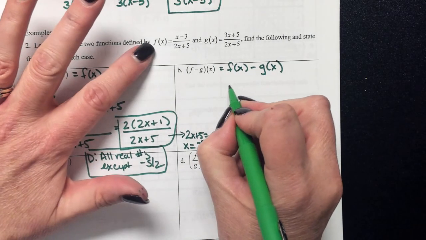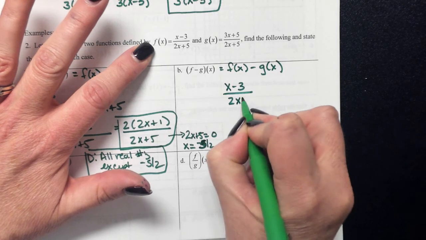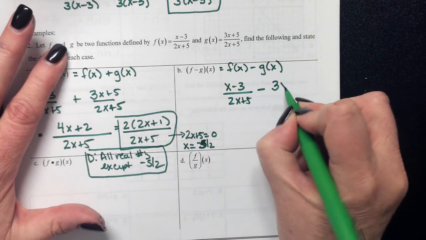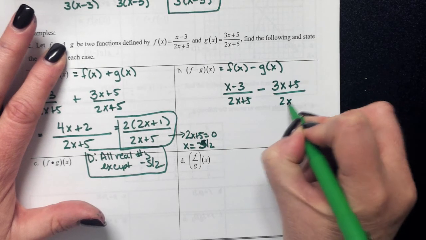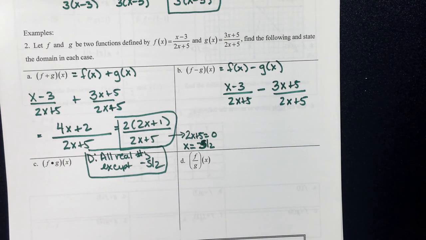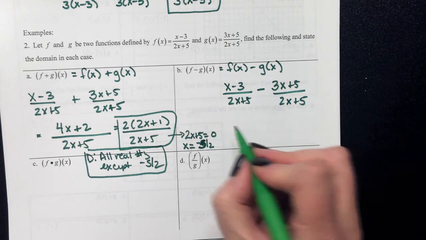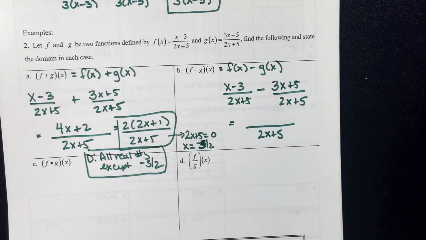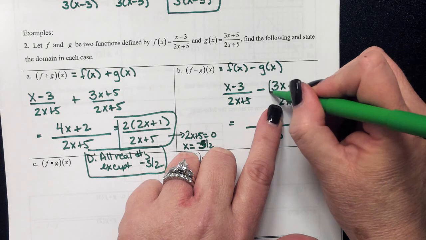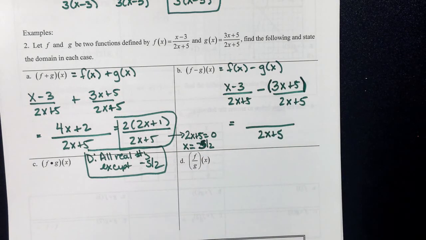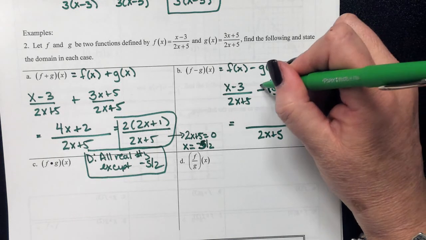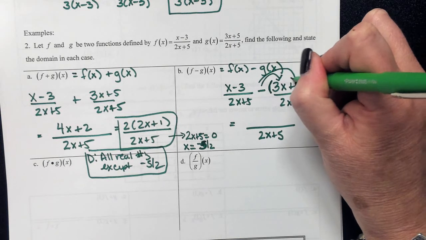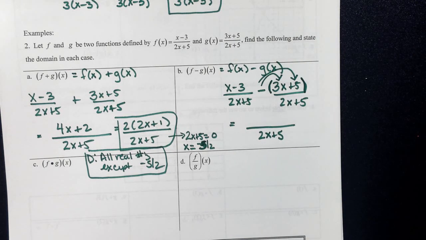So again, I'll take my f of x, which is x minus 3 over 2x plus 5, and I'm going to subtract g of x from 3x plus 5 over 2x plus 5. So luckily I already have the same denominator, so I don't have to worry about finding a common denominator. But you need to be careful, guys, with subtraction. Like I just mentioned, there's actually parentheses around the numerators and denominators of fractions. So when you're subtracting, be careful. You need to make sure you distribute the subtraction sign all the way across to each term in the fraction that comes after the subtraction sign.